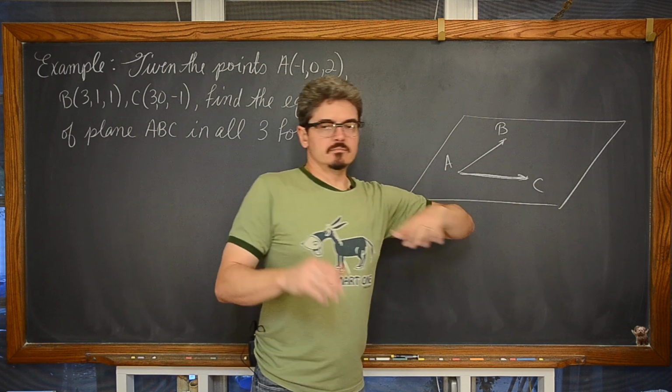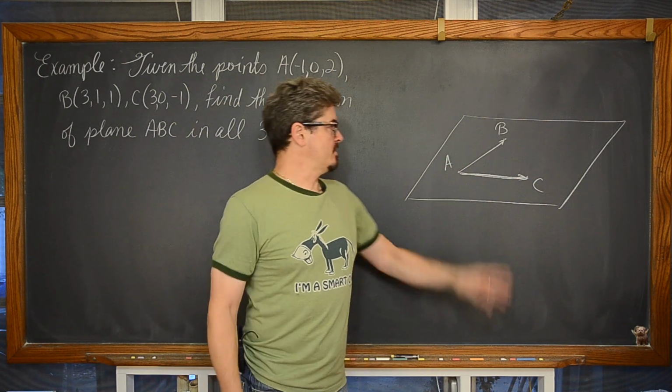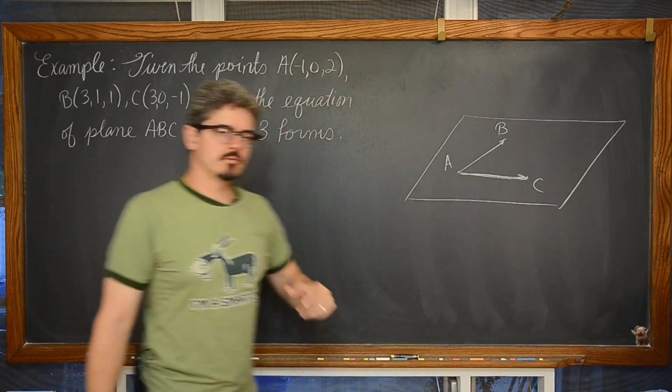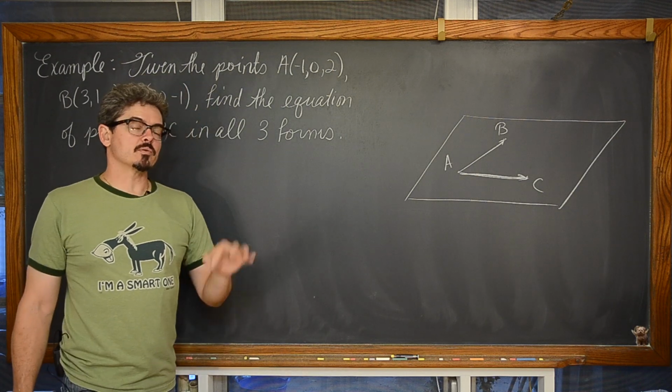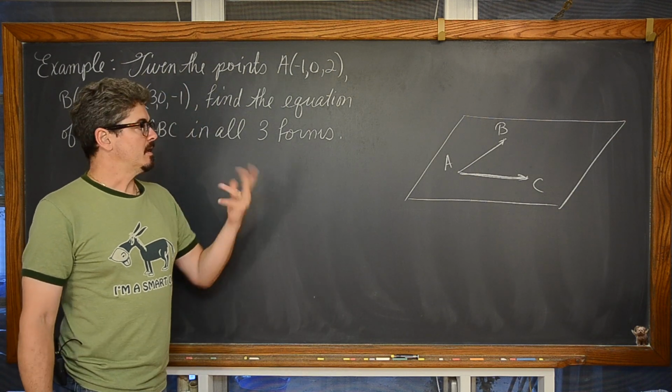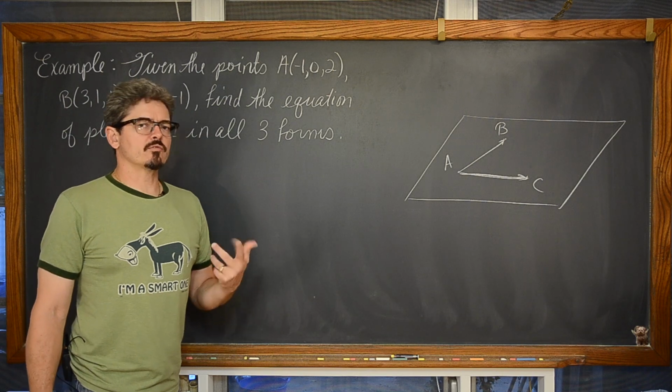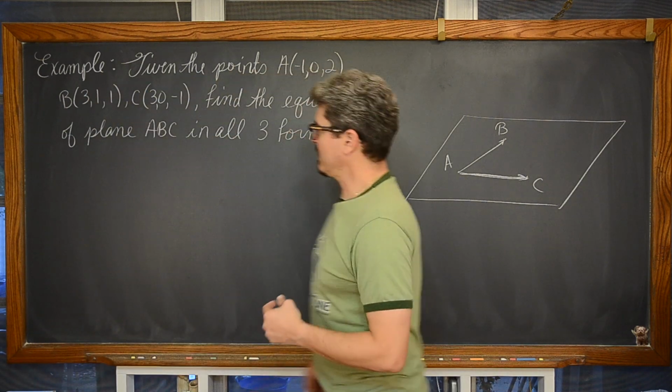And you can make these vectors in any format. You can pick any one of these three coordinates to be your initial point or your known point that's in the plane. But that's all we need to write the vector form for the equation of this plane.